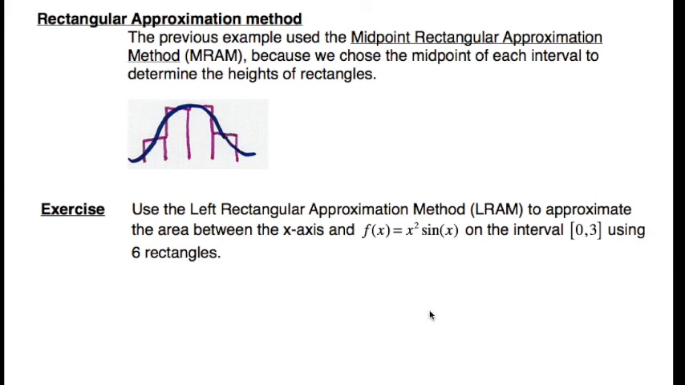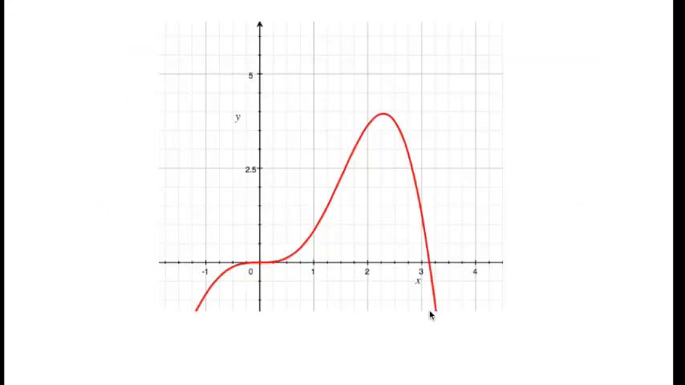But we can choose other methods, and we will focus on two especially, the left rectangular approximation method and the right rectangular approximation method. In the exercise below, use the left rectangle approximation method, LRAM, to approximate the area between the x-axis and f of x equals x squared sine x on the interval 0, 3 using 6 rectangles. This is what the graph looks like, so we'll try to find the area between x equals 0, x equals 3, and it goes vertically here, and then the curve and the x-axis define the boundaries of the area we're studying.